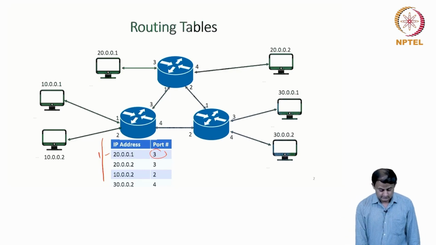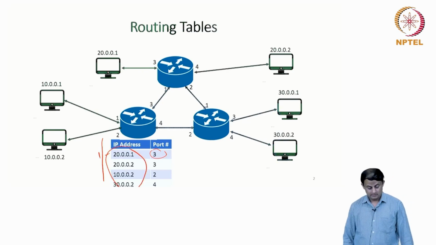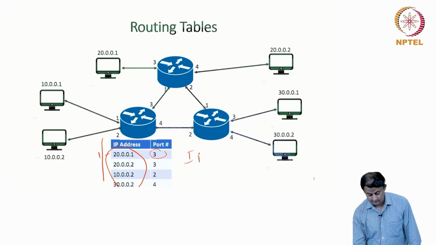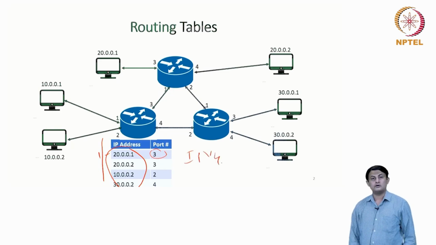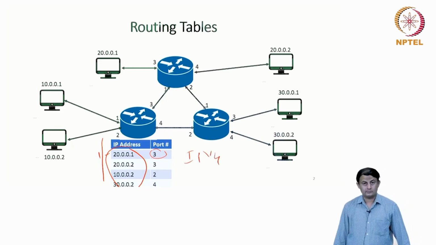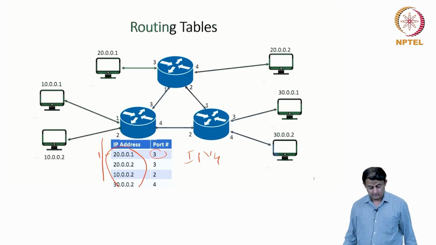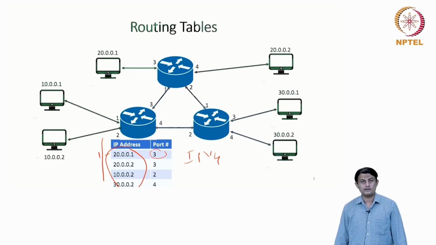You can see here that every IP address over here is a complete 32-bit IP address. This is the IP version 4 address. So I have a bunch of them, and then the next column shows the port number on which that packet needs to be sent.